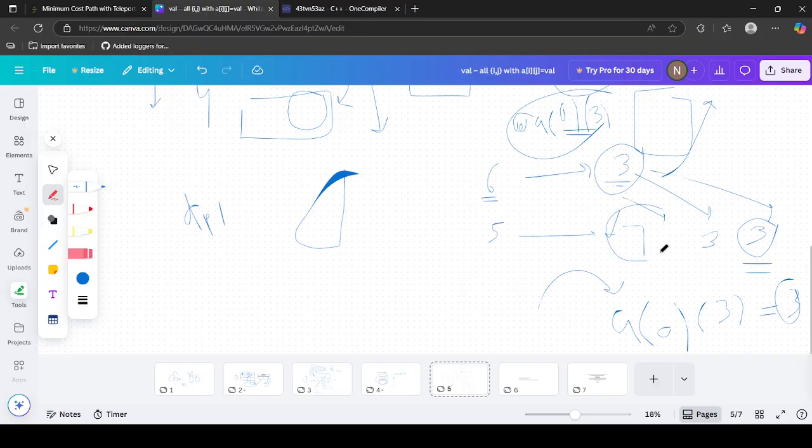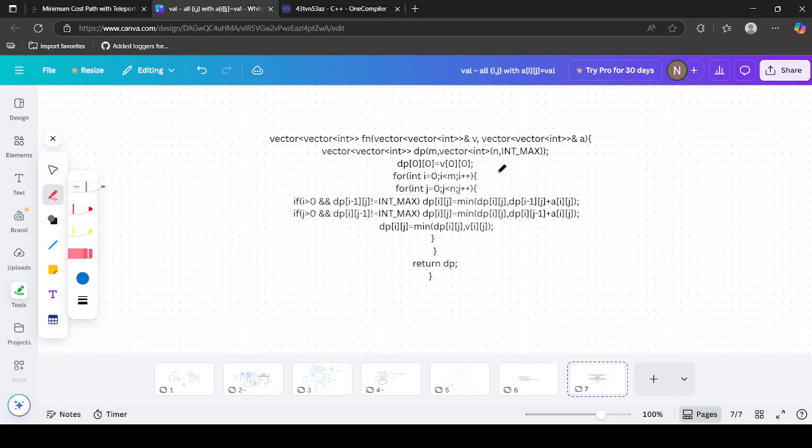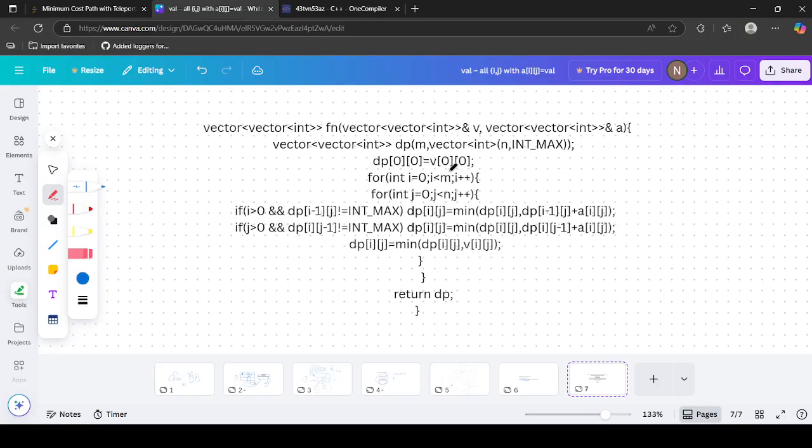And if dp of i and j is 3, what does it mean? It is the minimum cost to reach that cell itself, not any other value. So we have two types of vectors. One is the direct cost, and the other is the cost to go to the cell, like the initial one. And this is the function to update the dp1. So this is very simple.